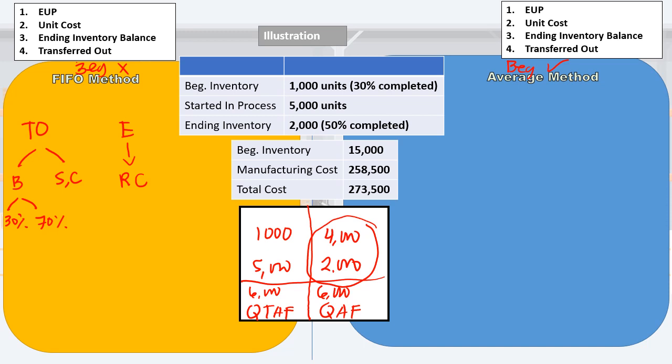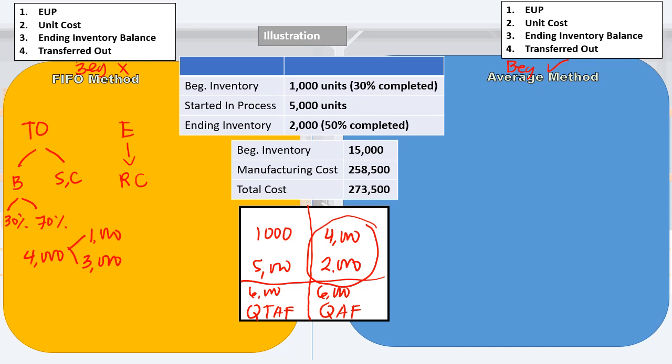So, start tayo. Ang ating transferred out in units is 4,000. So out of 4,000, nanggaling yung 1,000 sa beginning. Then yung remaining, of course, it is considered that started and completed during the month. So lagay lang po natin dito ay 3,000 units. However, yung 1,000 units, hindi naman yan lahat nagawa during the current period kasi yung 30% dyan, nung last month pa yan nagawa.